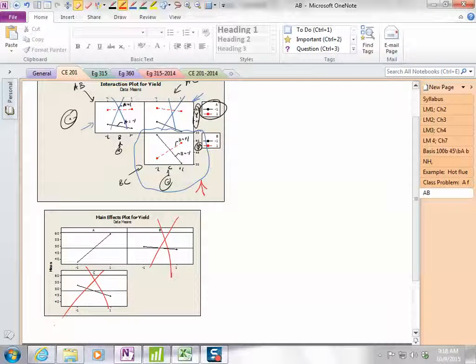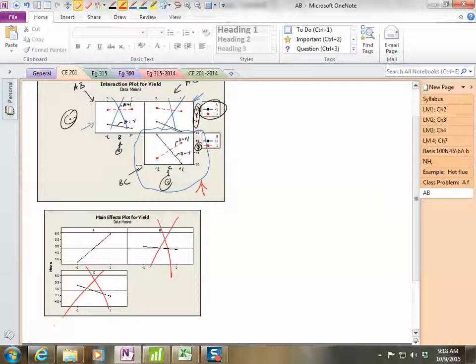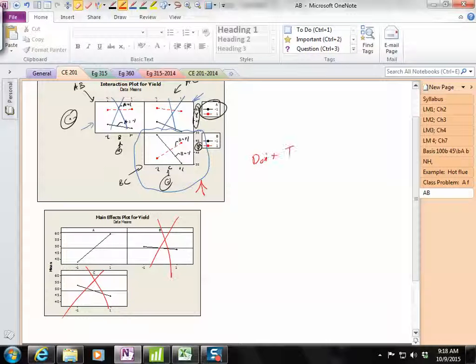Same with B. This is the main effect of B, but there's a lot more to the story. Not just, well, on average, B doesn't do much. Well, B does a whole lot. It just depends on what C is set at. And in one case, it makes yield larger. In the other case, it makes yield smaller. So make sure to write that down. You still want to make them, but you don't want to interpret them.